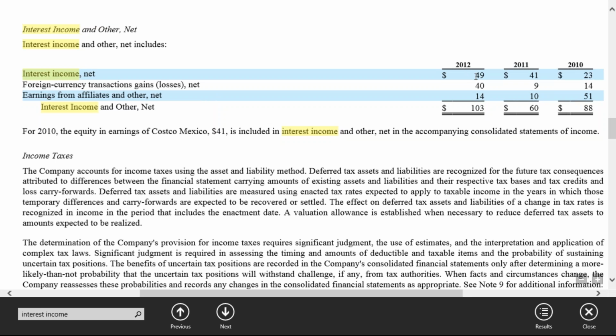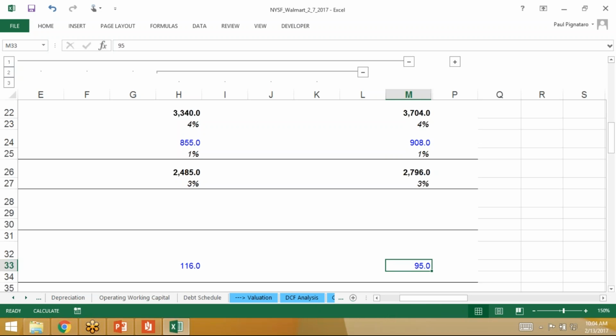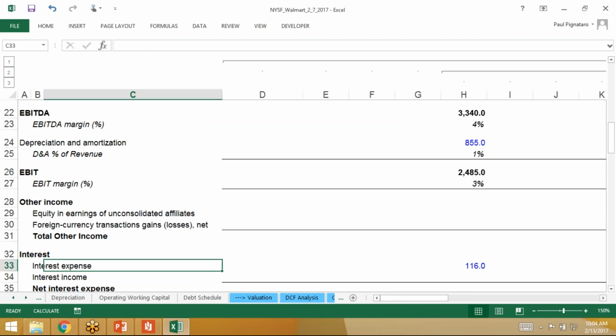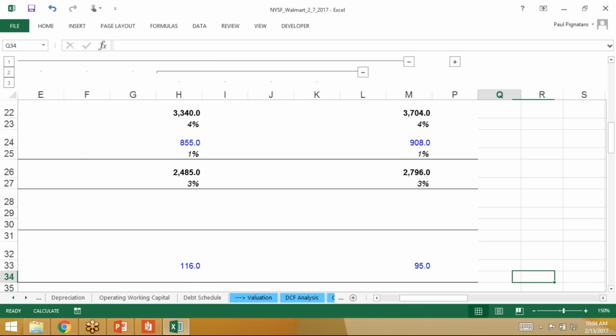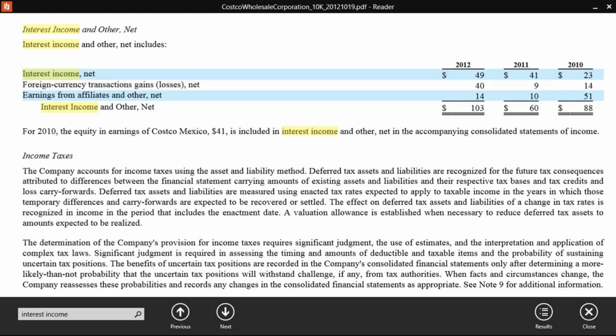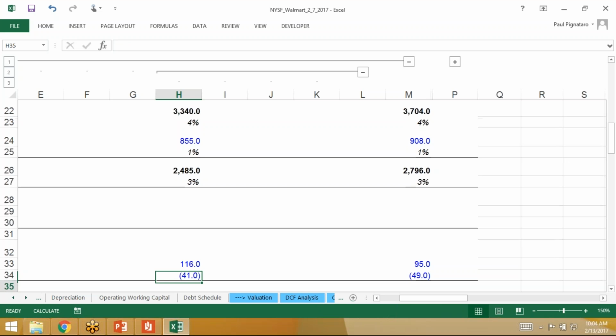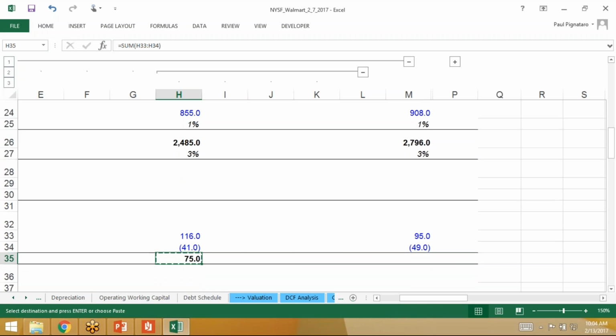So interest income, I'm going to put that in parentheses because it's income now. So I'm going to have negative 49 and negative 41. So where's my other interest income? So negative 49, negative 41. Okay, and I'll sum that up. Why not? This is our net interest expense. Okay, it should be positive because it's an expense like any other expense. I added the two together: expense less the income. Okay?